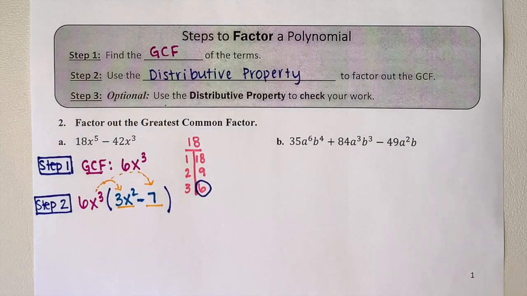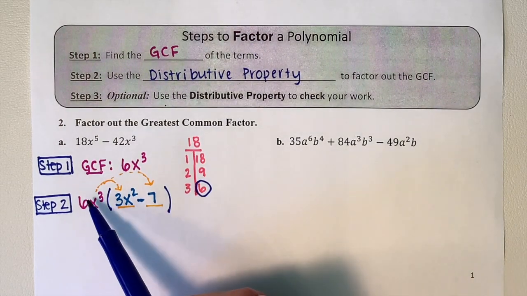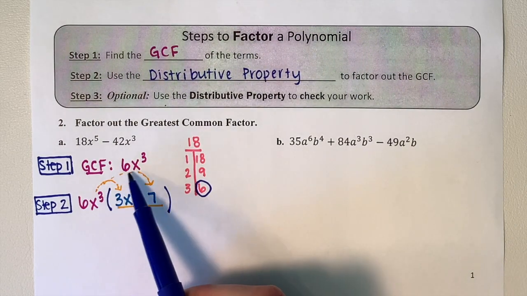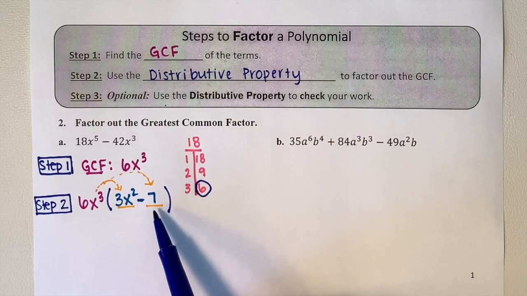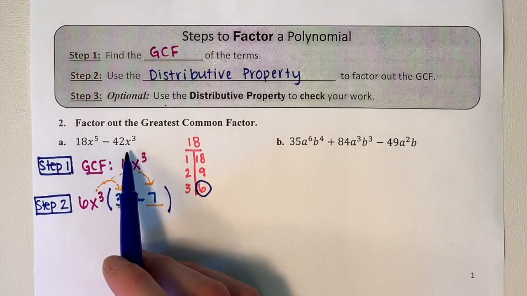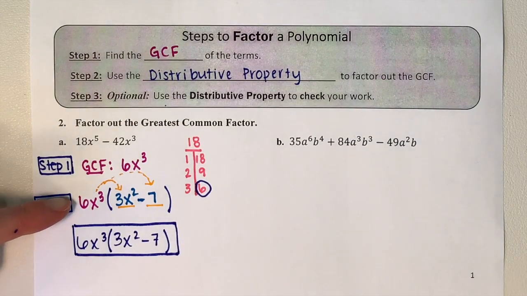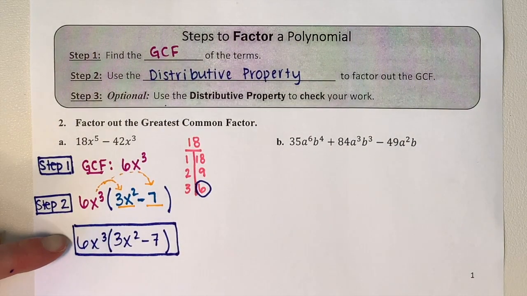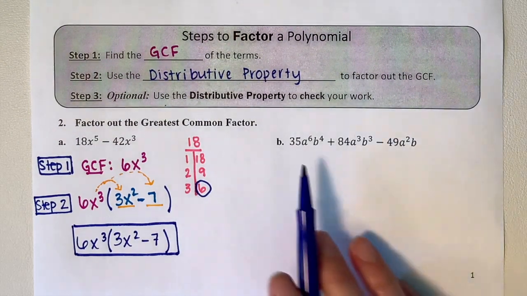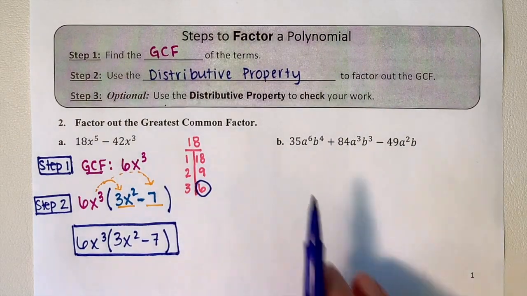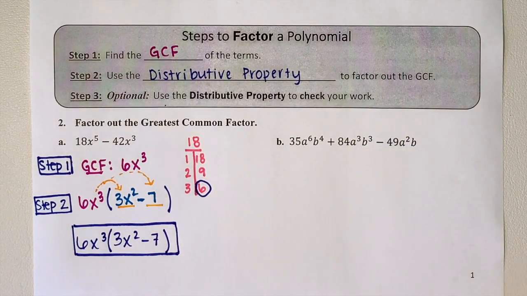If you'd like to check your work, you just need to go ahead and distribute the 6x cubed to each of these terms and make sure that you get back to the original expression. So I've just recopied this exact expression here to show our final answer. Let's take a look at another example. We're again asked to factor out the greatest common factor.